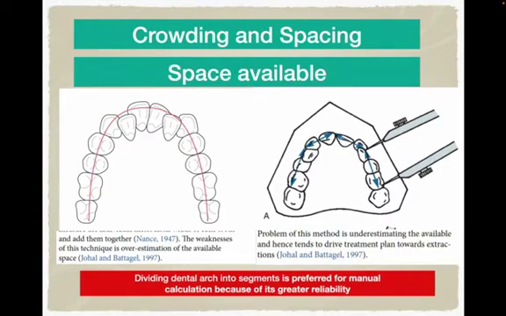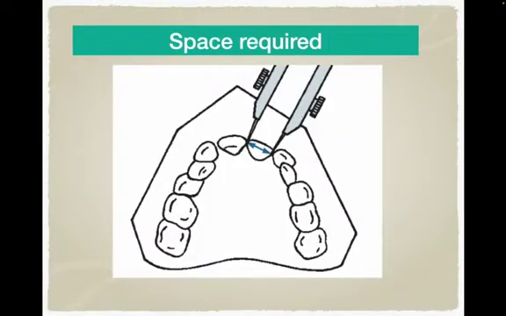While the segmented wire is going to underestimate the space available and give you more crowding, which means that you need more extraction. So then, once you measure the amount of space available, you need to measure the amount of space required. So you measure the mesiodistal width of each individual tooth. Then you subtract the space available minus the space required, and if you get a minus, that's crowding.